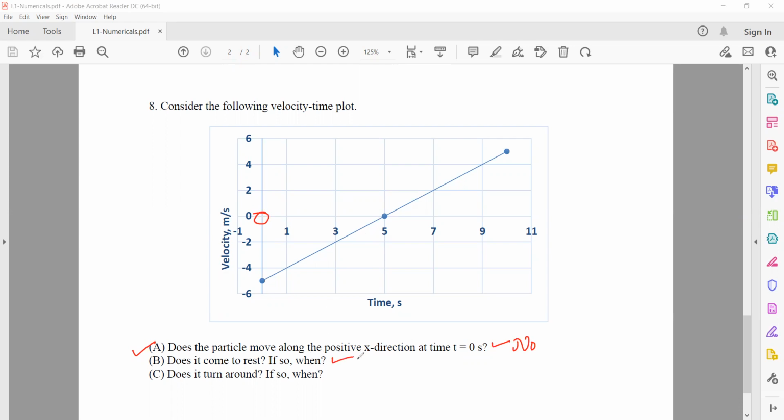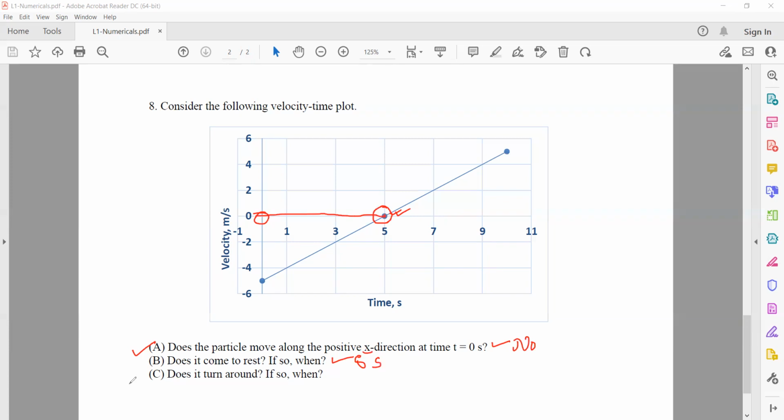Does it come to rest? If so, when? How can we determine from this graph? Very easy, the particle comes to rest here, because at rest means the velocity of the particle has to be 0. So draw a straight line at 0. At time t equal to 5 seconds, the particle comes to rest, and that you can understand from the graph.